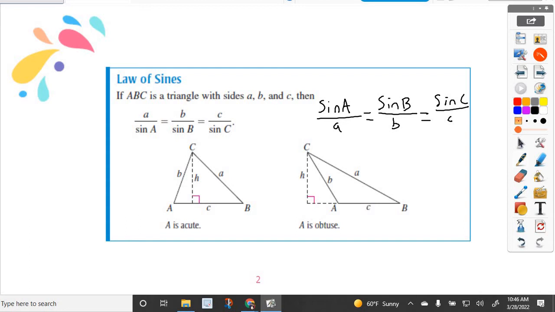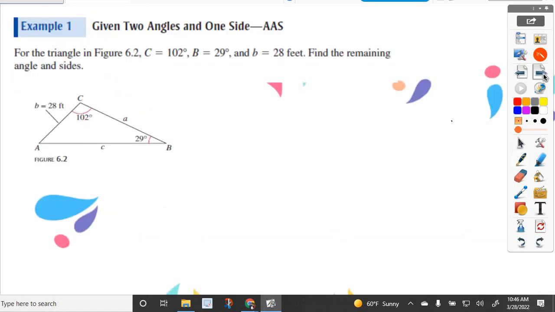Bring out with me. Do we have that written down? Yes. So let's look at an example. It says for the triangle in the figure, big C equals 102 degrees, big B equals 29 degrees, and little b equals 28 feet. Find the remaining angle and sides.